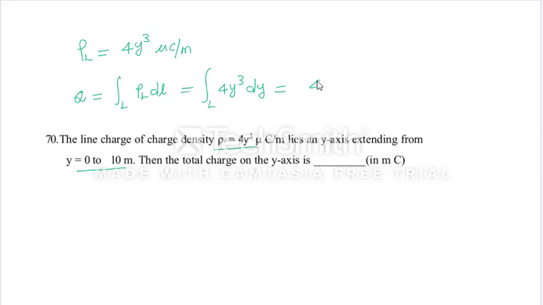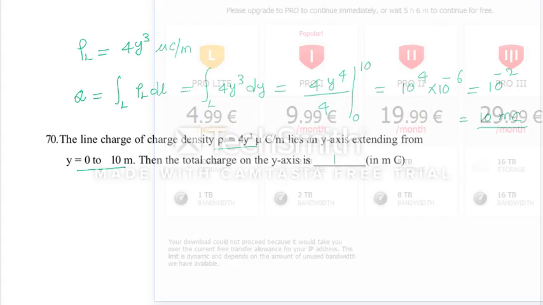So simplify it now. 4 into y power 4 by 4, limits 0 to 10, that is 10 power 4. This is micro, and micro means 10 power minus 6. So finally it becomes 10 power minus 2. That means I can write 10 milli. So the answer is 10 milli.